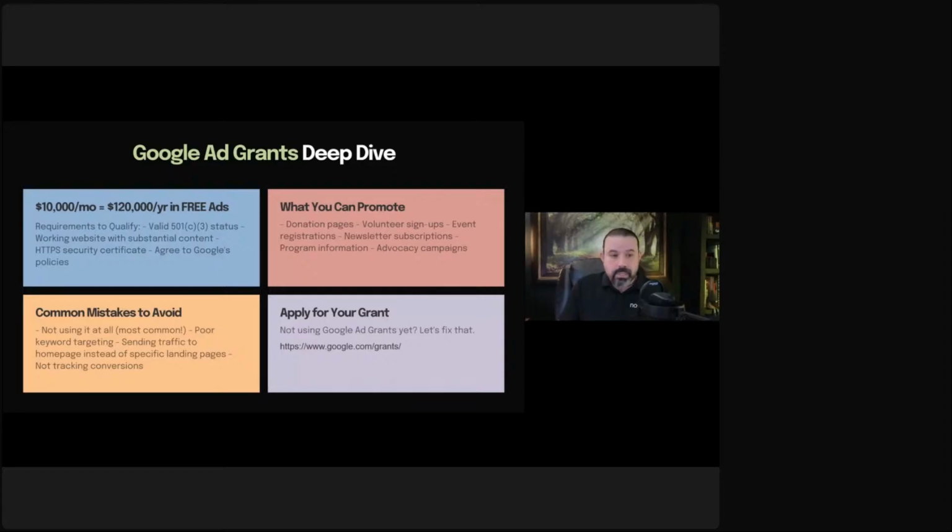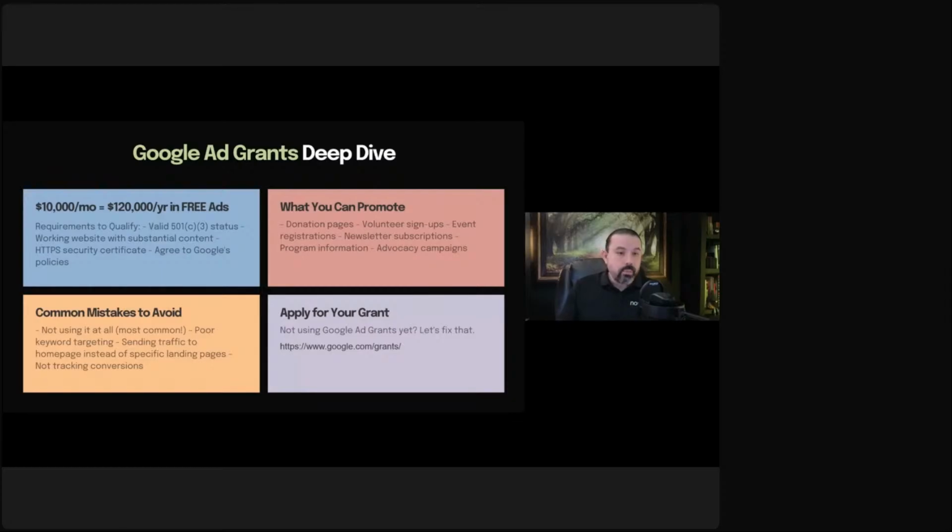But some common mistakes to avoid is, not using it at all. Some people get the ad grant and they don't even use it, because they go into Google's interface and they freeze. Does anybody here have a Google grant? Can you comment in there? Just say yes if you have the Google grant, no if you don't, just so that we know. So Google grant, get it and use it.